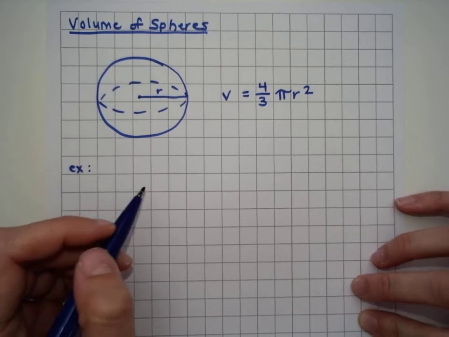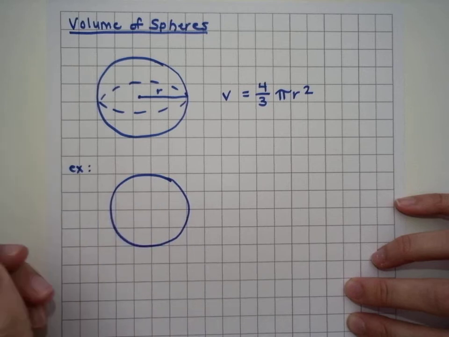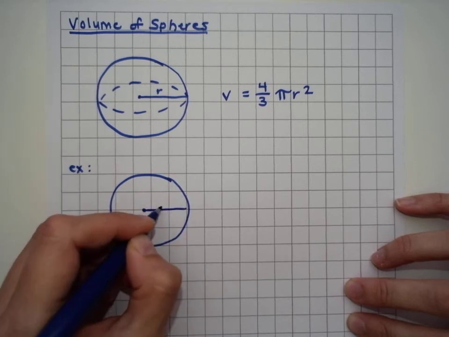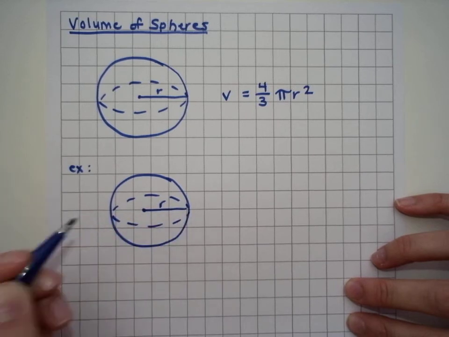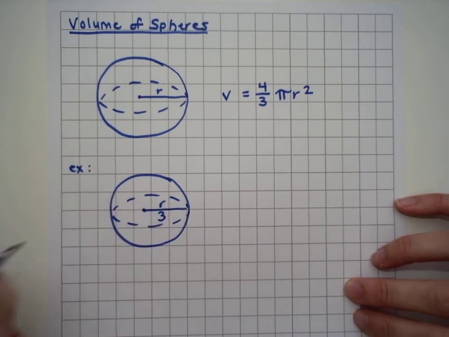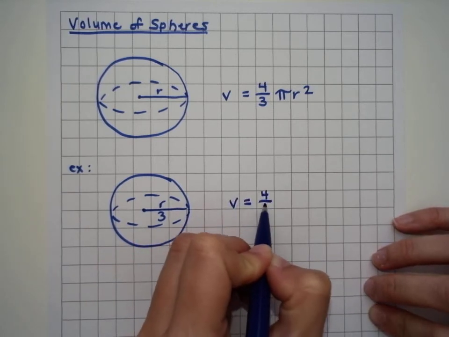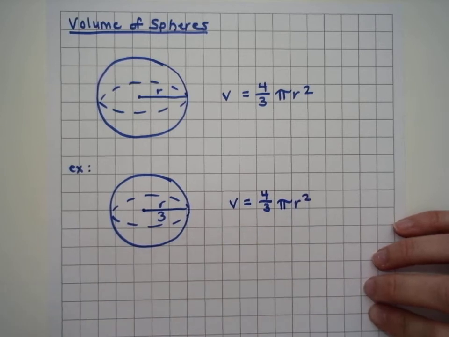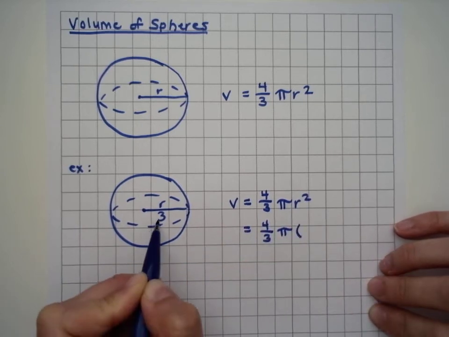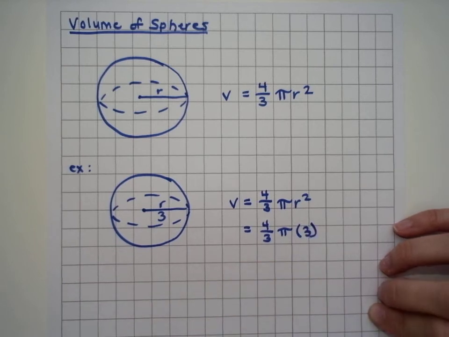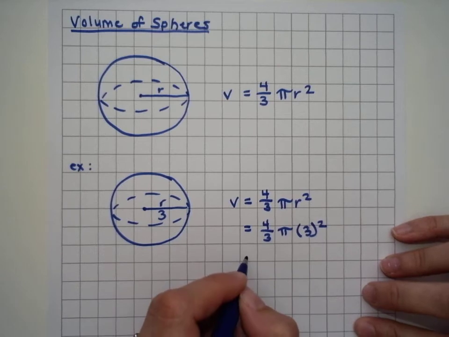And so we're just plugging in the radius, which in this case is 3. And so the volume equals 4/3 pi r squared. So everything's a constant except the radius, which changes depending on the size of our sphere. In this case, the radius is 3. So we're going to square 3.